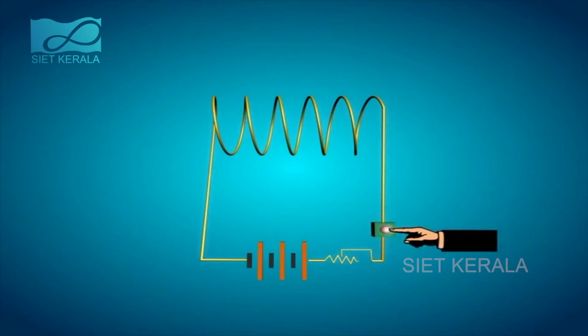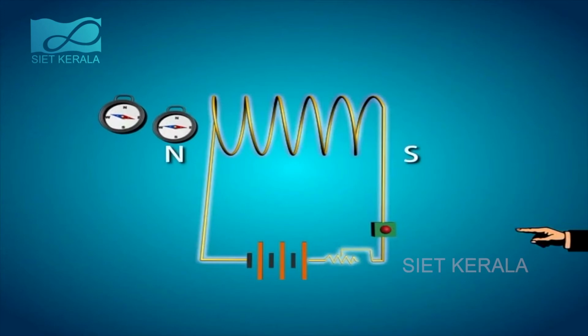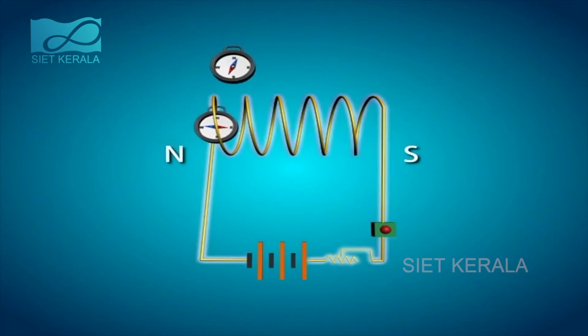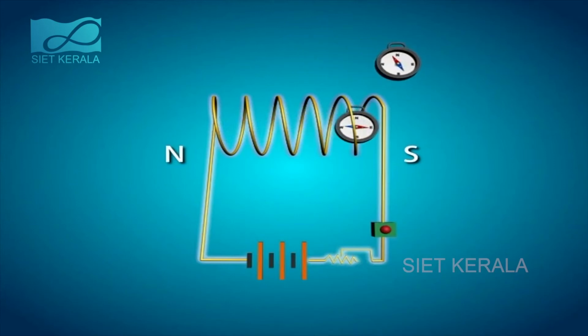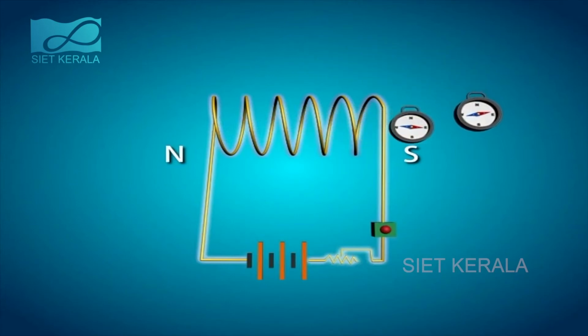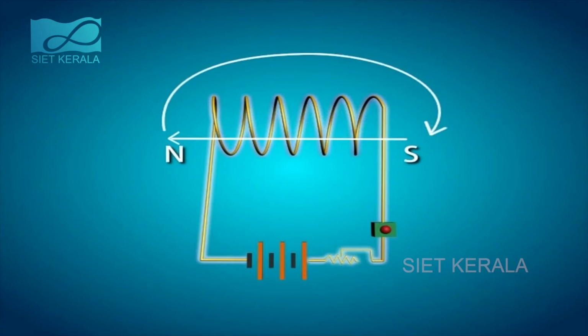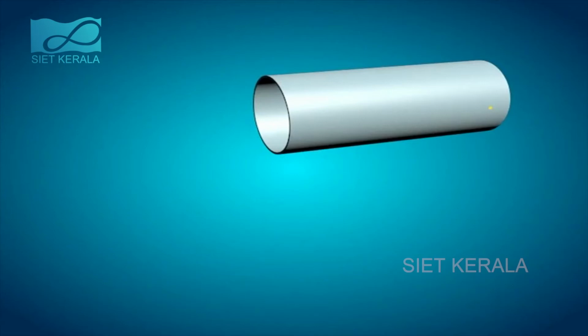Move a magnetic compass box both inside and outside the solenoid and mark the points indicated by the north pole of the needle. Join these points and draw the magnetic lines of force with the direction marked. The direction of the magnetic field inside the solenoid is the same. Let us make a solenoid by winding 25 turns of insulated copper wire on a small piece of PVC pipe.